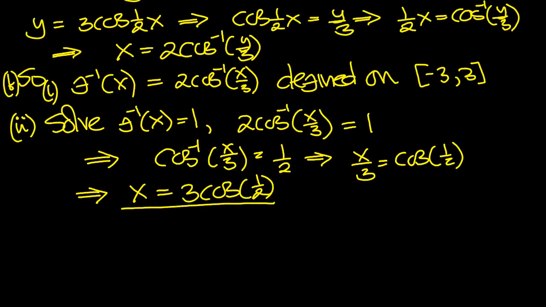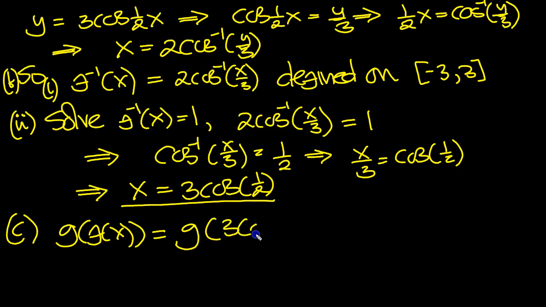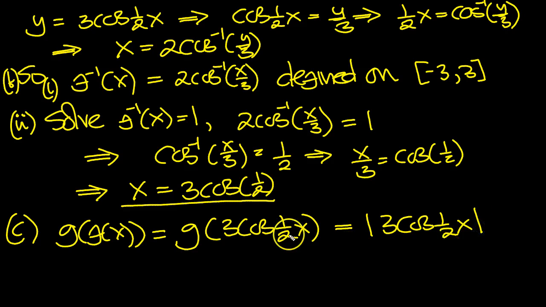G is the modulus function, isn't it? So part C, g of f of x is what we need to write down, which is g of 3 cos half x, isn't it? Which is equal to the modulus of 3 cosine half x, because g is the modulus function, so it's the modulus of the something. So it's g of f of x then.